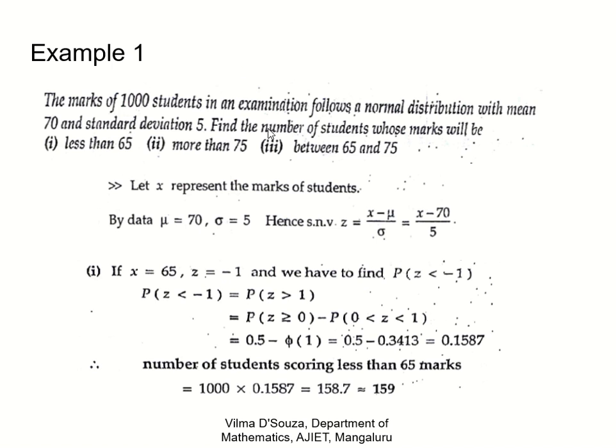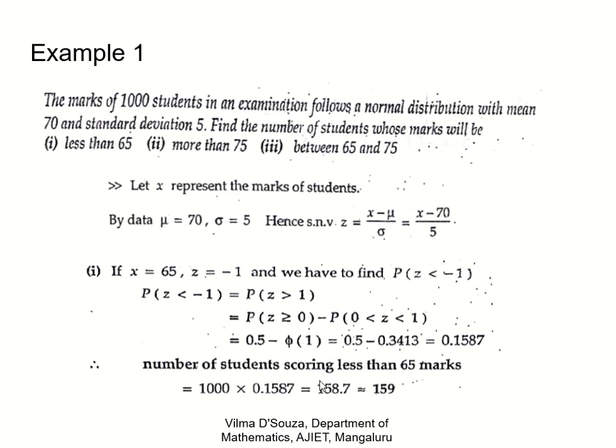Now the question here is to find the number of students whose marks will be less than 65 out of 1000 students. So that means you need to multiply this probability by 1000, right? You have found the probability of x being less than 65. Probability is out of 1, so you want out of 1000 students. So multiply this probability by 1000.